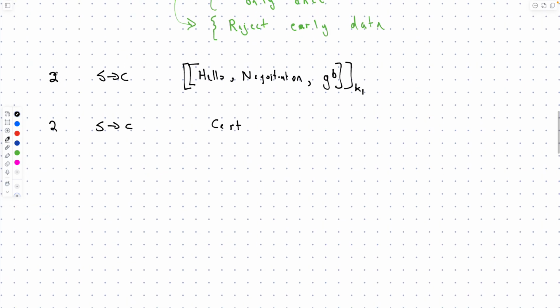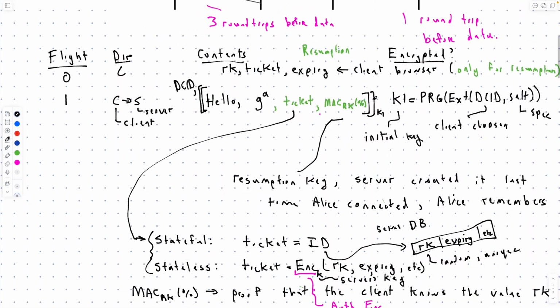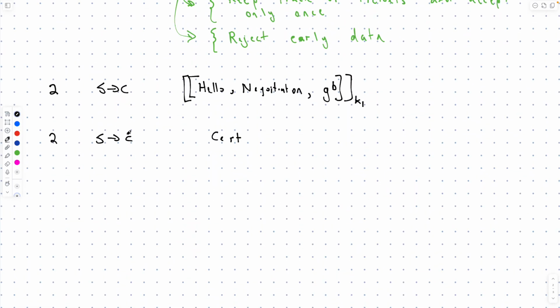Now, this is in the same flow, okay? So it's sending it in the same flow. So why did I split it out? Why don't I just add certificate here? Well, once GB reaches the client, the client can compute G to the AB, and they can now have a new key, okay?